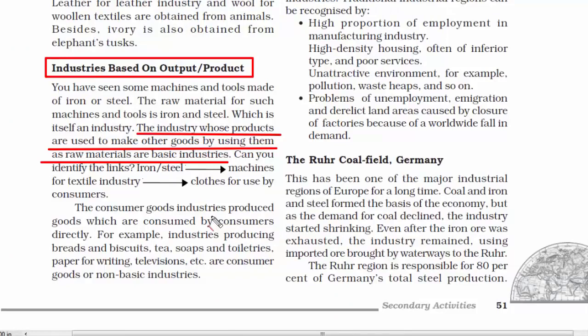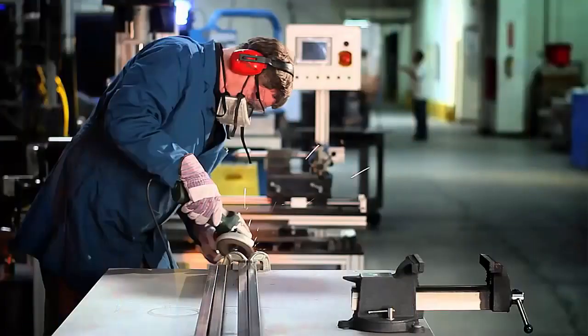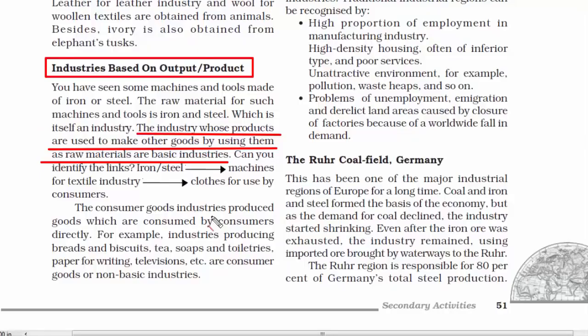I hope you got what I just said. Similarly, iron and steel industries produce iron and steel sheets and bars. Now there are industries who take these iron sheets and bars to make structural frames or machines or tools. So here we can say that the raw material for such machines and tools is iron and steel. I hope you understood this point.